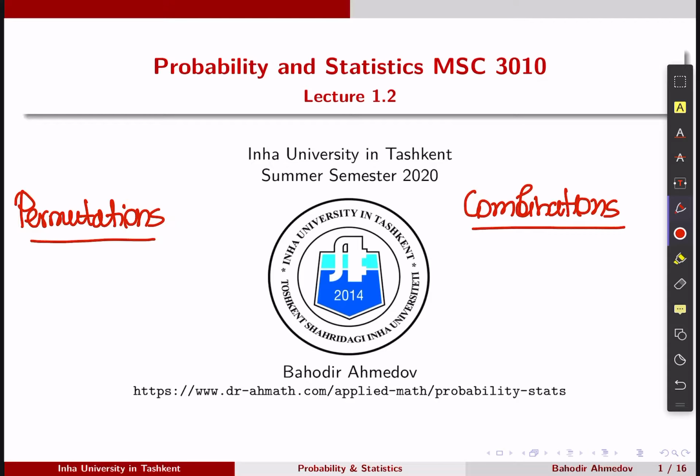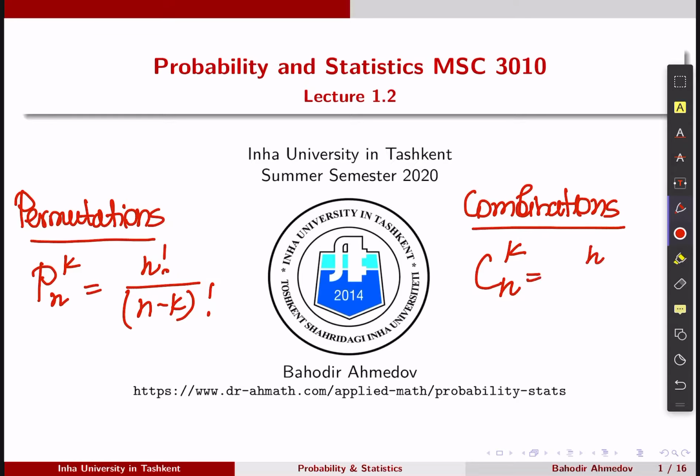The formula for the permutations is P(n, k), and you calculate it as n factorial divided by (n minus k) factorial. And the formula for the combinations is C(n, k), which is calculated as n factorial divided by (n minus k) factorial times k factorial. So it's really important for us to know which formula we need to use in what cases. So basically we are going to talk about the differences between the permutations and the combinations, and also we're going to consider a couple of examples of their usage.